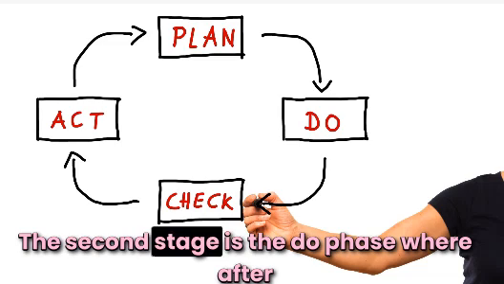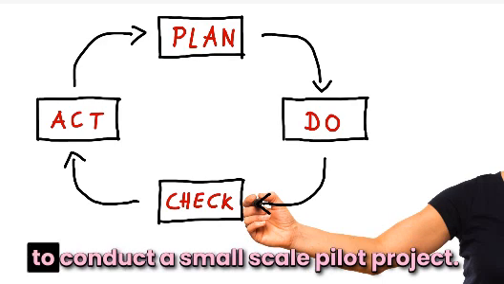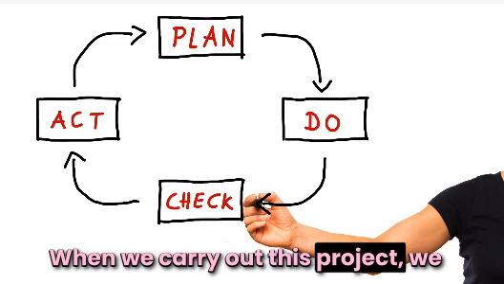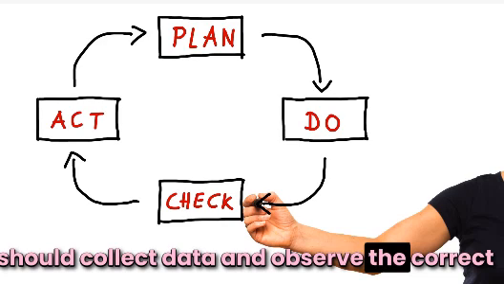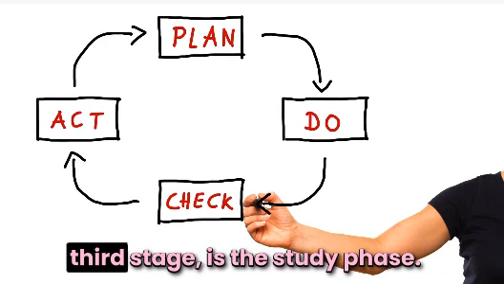The second stage is the do phase, where, after identifying potential solutions in the Deming Cycle, we need to conduct a small-scale pilot project. When we carry out this project, we should collect data and observe the correct functioning of the changes made. The next stage, which is the third stage, is the study phase.